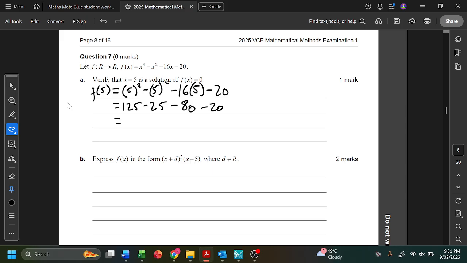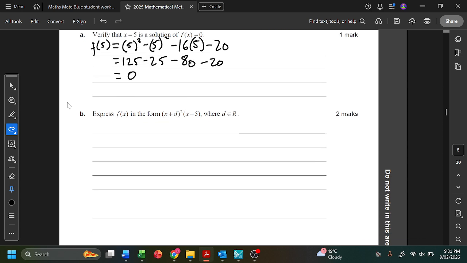And then once you get this expression, you can just verify for yourself. 125 minus 25, so that gives us 100 minus 80. That's 20 minus 20. We get 0. So that's verifying this solution.